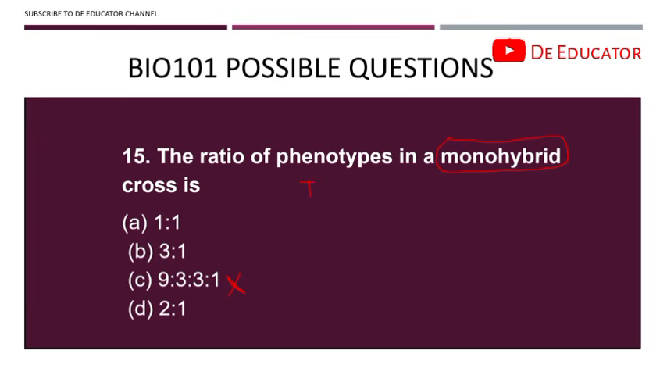So let me say we want to do this crossing. So we have TT, and then we have tt, this kind of cross. So we cross tall and short together, right? If this crosses with this, we'll have T and then small letter t, right? Then this same one crosses with the second one, we'll have T and t. If this one crosses with this one, we'll have T and t.